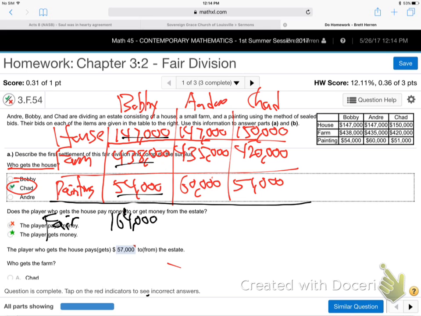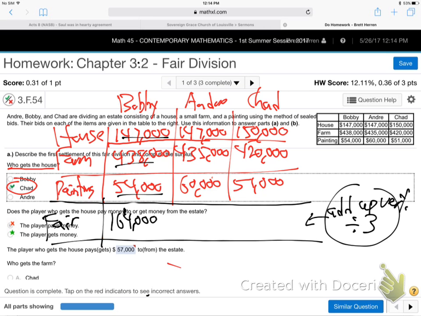Now, what did I do there for the fair? I add up vertically, divide by 3. Everybody see what I'm doing for the fair? For all the fair, I added these up vertically and divided by 3. That's how I got that 164. I'm kind of scribbly out there, sorry.